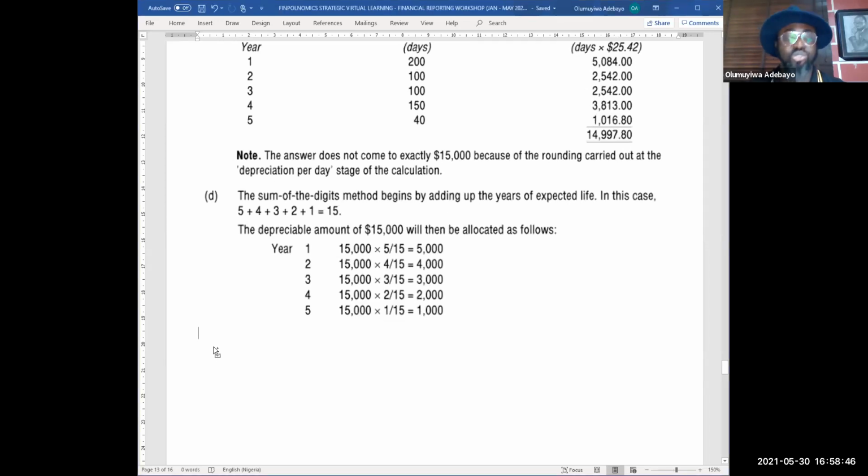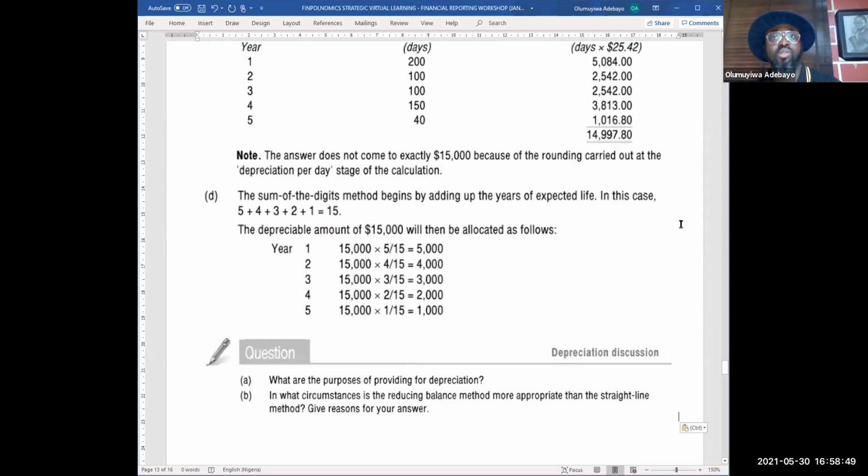Now, let me put this question to you guys. Who will come forward to answer this question before I project one thing that could wrap it up in that manner? What are the purposes of providing for depreciation? And in what circumstances is the reducing balance method more appropriate than the straight line method? Give reasons for your answer.